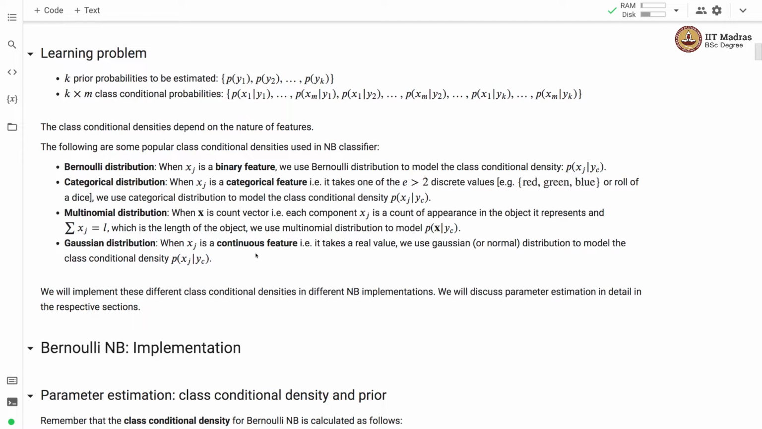So we will implement these different class conditional densities in different naive Bayes implementations. We'll discuss the parameter estimation in detail in each of the implementations. Now what we'll do is break the video into three different parts. In this part we'll be covering Bernoulli distribution, or Bernoulli naive Bayes. In the next video we'll cover Gaussian naive Bayes, and finally we'll cover multinomial naive Bayes.